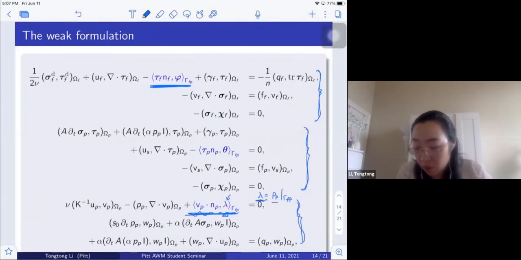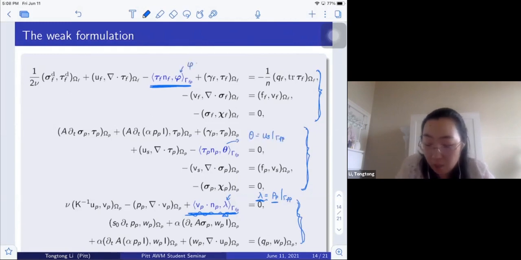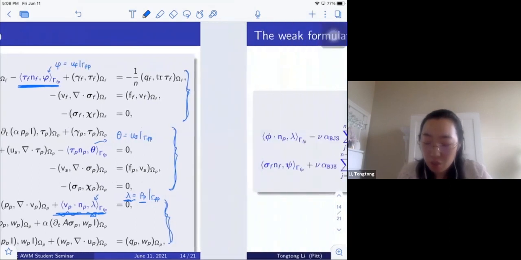Lambda has the meaning of the trace of PP and also corresponds to two other mixed formulations. Theta has the meaning of the structure velocity on the interface, and this phi has the meaning of the fluid velocity on the interface. Again, without introducing them, the term would not be well defined, and we would not be able to impose the interface condition appropriately. So this is the continuous formulation.